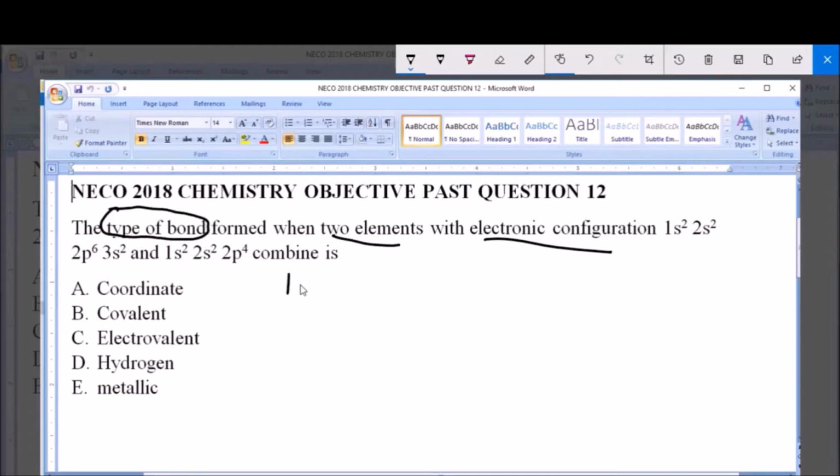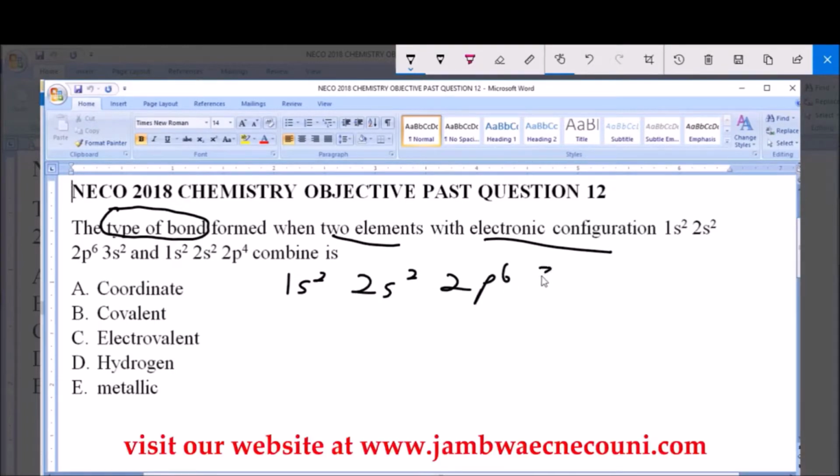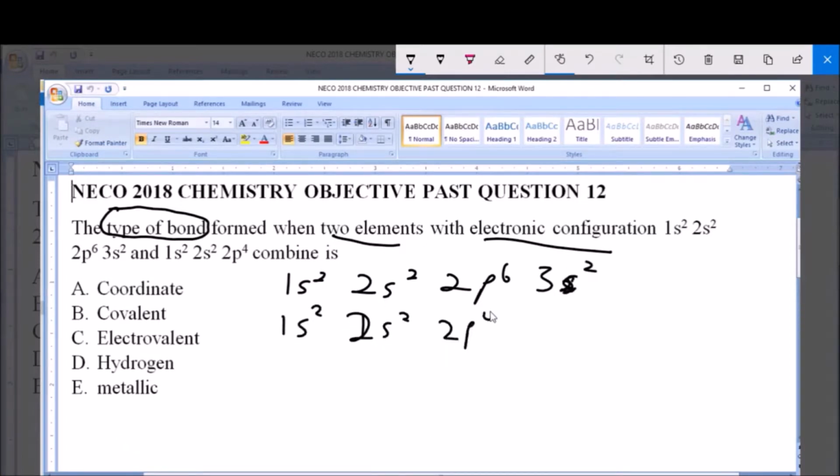So let's look at the two electronic configurations and try to see what kind of elements they are, so we can then have an idea of the type of bond they are likely to form. Now the first one is 1s2, 2s2, 2p6, 3s2. To get the total electron count, you just add up all these numbers together, and that will give you the total number of electrons in one atom of that element. So 2 plus 2 plus 6 plus 2 is equal to 12 electrons.